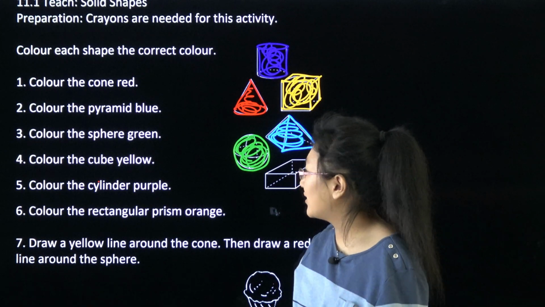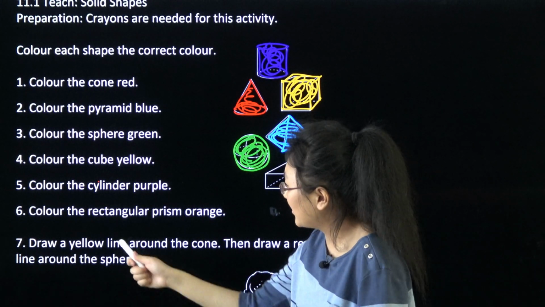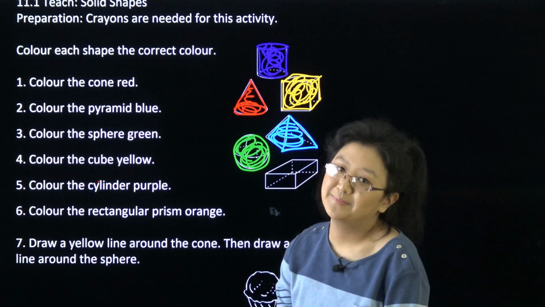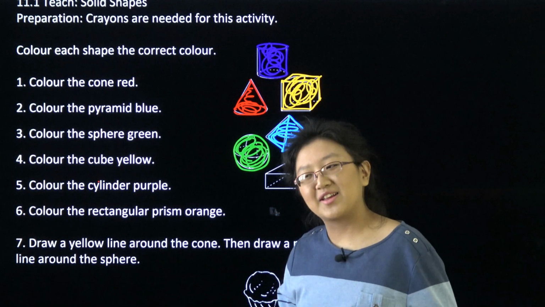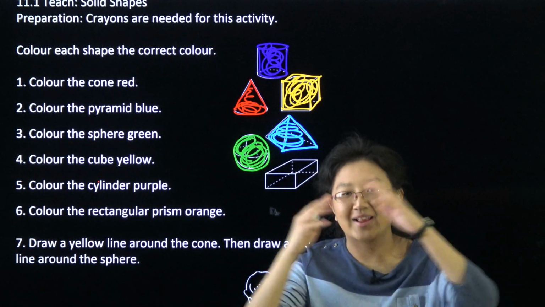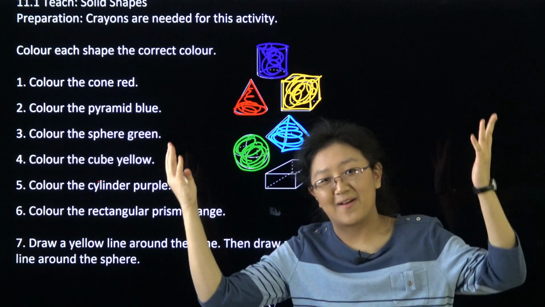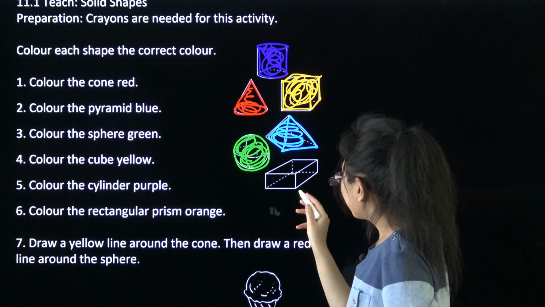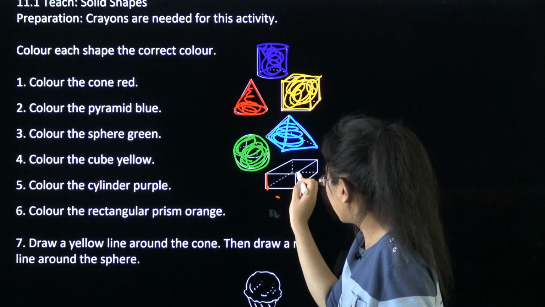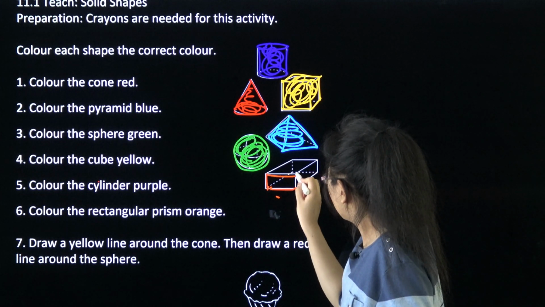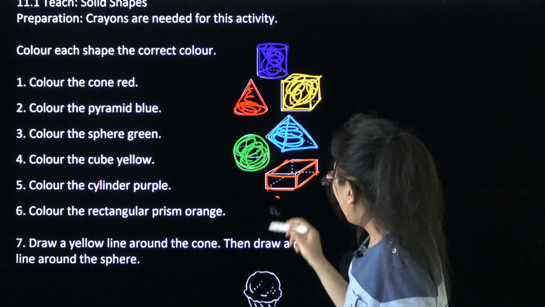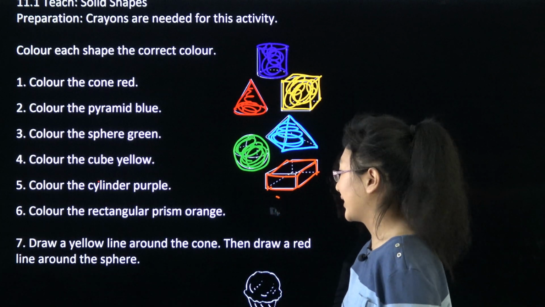Finally, we're at the last question of this exercise. Question number 6. Color the rectangular prism orange. There's only one left. But it's better to know why exactly it's a rectangular prism, right? So, a rectangular prism is made out of rectangles. Wow, right? So, continuing, this one has a rectangle, another rectangle, and the other sides back there are also rectangles.